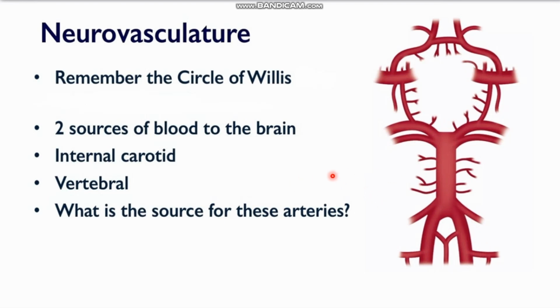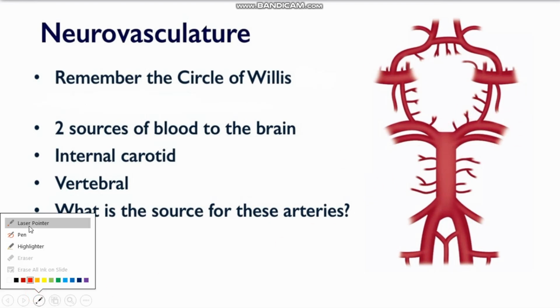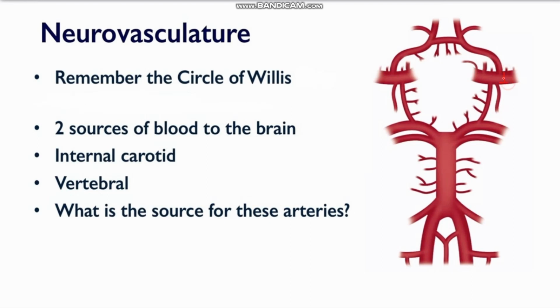But anyways, there are two main blood supplies to the brain, and they all come together here at the circle of Willis. So we have here, let me label it, the internal carotid artery out there, and here there are two vertebral arteries which are coming from basically the subclavian artery, right? And they all come together here at the circle of Willis, right?